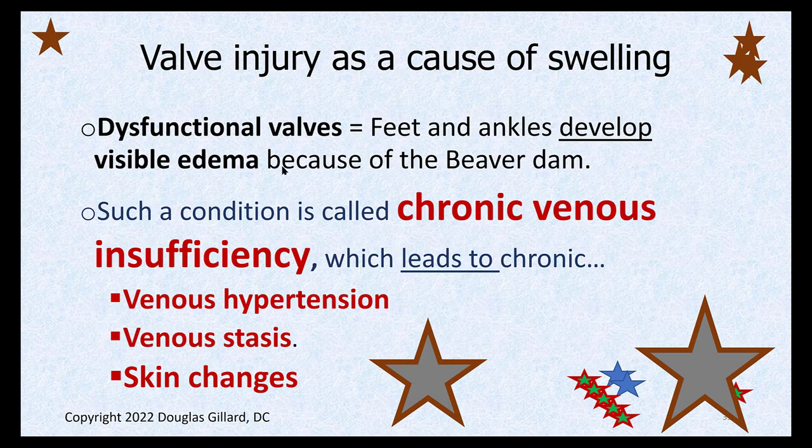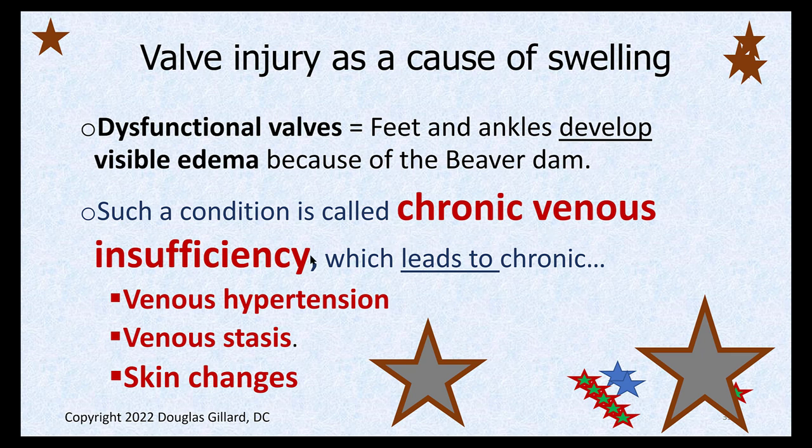So if you have faulty valves, you can have swelling in your lower extremity. We're going to talk about that more in lab and how that can present as sciatica sometimes. But when you have faulty valves and you chronically, all the time, have too much pressure, too much venous blood buildup around your ankles, that's got a name. That's called chronic venous insufficiency, guaranteed on the test.